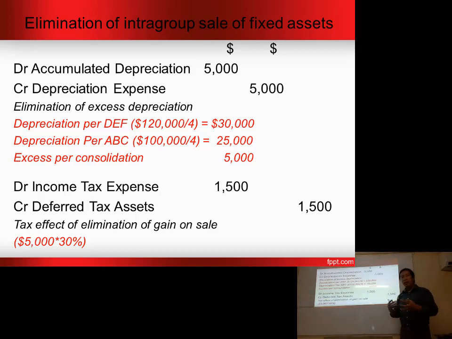Then if you are crediting the expense, which means it will reduce the amount of depreciation, it will increase the income. When income increases, what will happen? It will increase the income tax. The question is how much? Of course, you have to determine how much you decreased the expense, in this case the depreciation expense, and then multiply it by 30%. So debit income tax expense and then credit deferred tax asset.